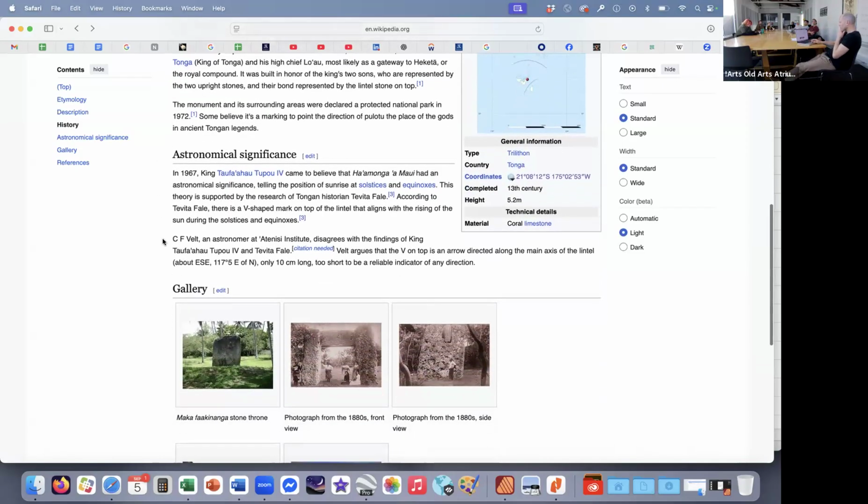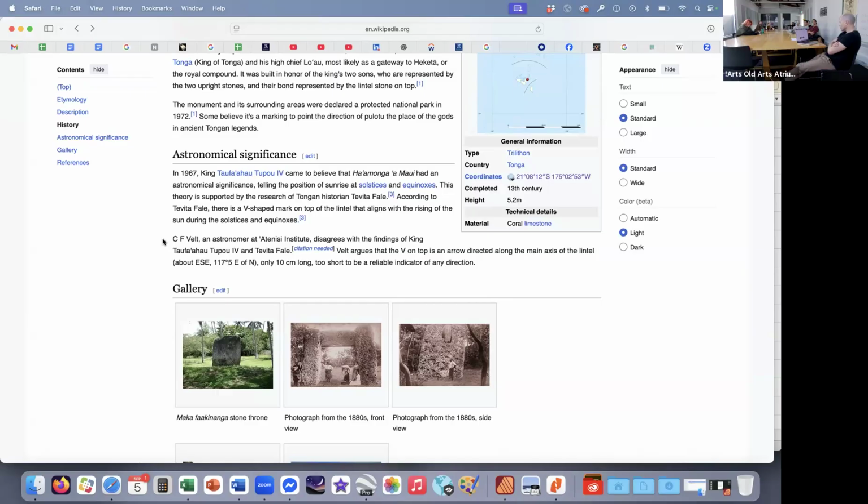Astronomical significance. In 1967, one of the kings came to believe that this had an astronomical significance, telling the position of the sun, solstice sunrises, and equinoxes. This theory is supported by research of the Tongan historian Tavita Fale. According to Tavita Fale, there's a V-shaped mark on top of the lintel that aligns with the rising of the sun during the solstices and the equinoxes.